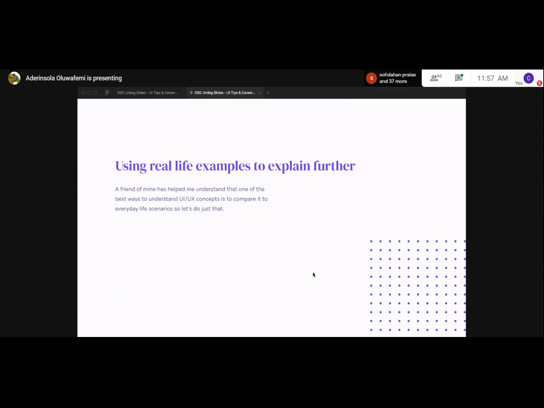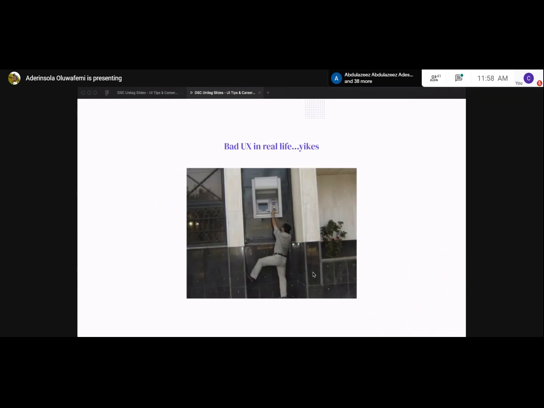And using real life examples to explain further, one of my friends' mentors has helped me understand that one of the best ways to understand UI UX concepts is to compare it to everyday life scenarios. So this is the perfect example that I could find. This is an ATM, right?